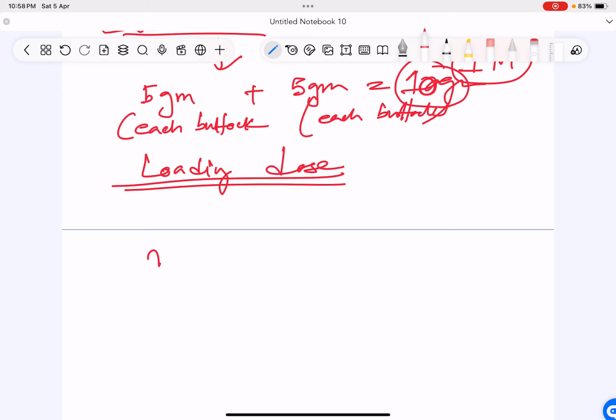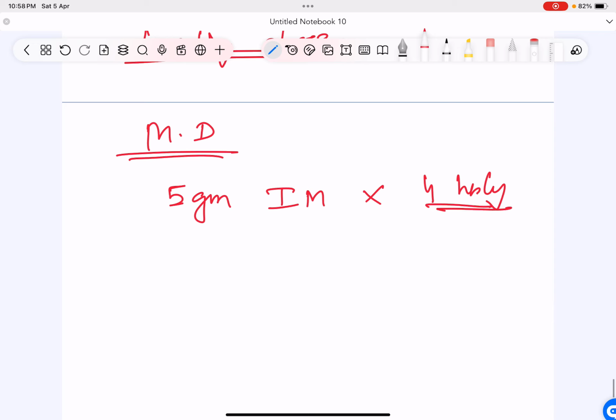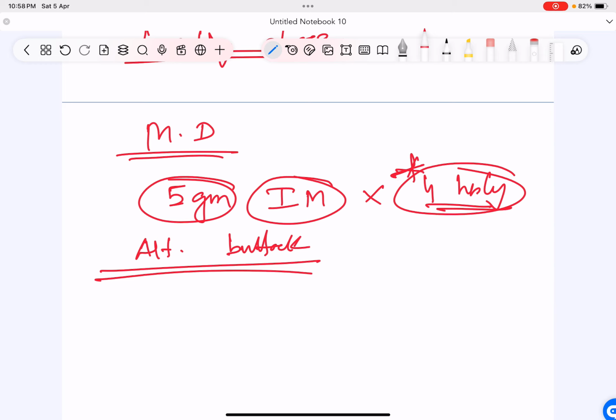And after loading dose, maintenance dose, MD. Maintenance dose, we give 5 gram IM every 4 hourly in alternate buttocks. Obviously alternate buttock क्योंकि एक ही बटक में आप देते जाओगे तो दर्द हो जाएगा. So every 4 hourly is the clue, and again IM is the clue. 5 gram is the clue. 5 gram IM every 4 hourly alternate buttock.